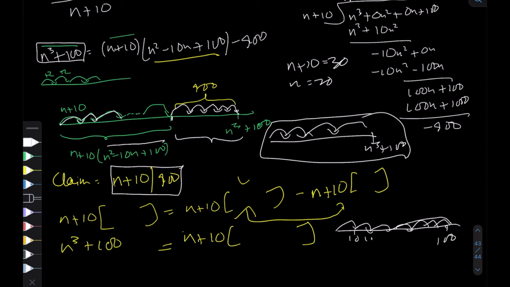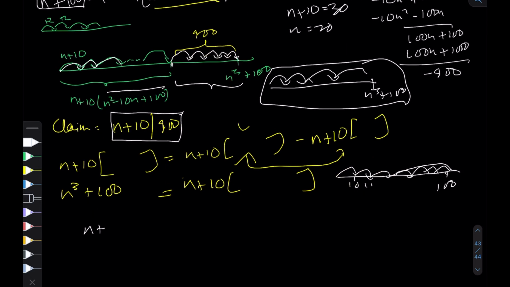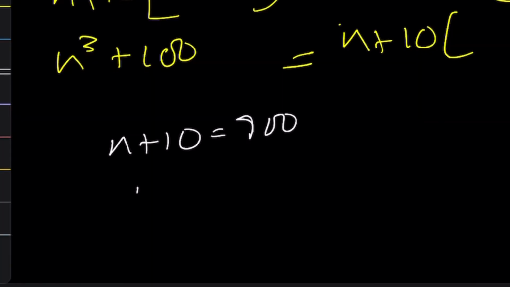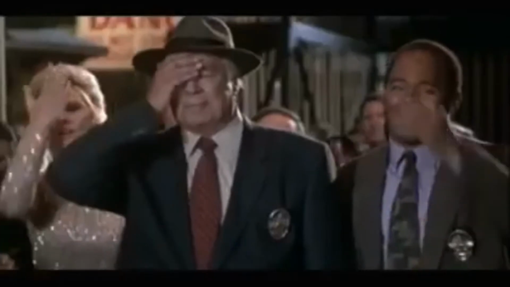So now we have to ask the question, what is the largest n such that n plus 10 divides 900? Well, that's simply when n plus 10 is equal to 900. In other words, n is equal to 810.